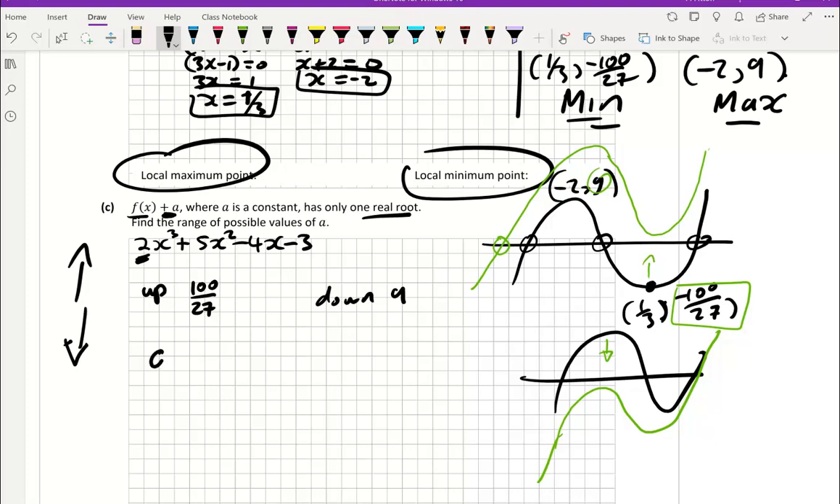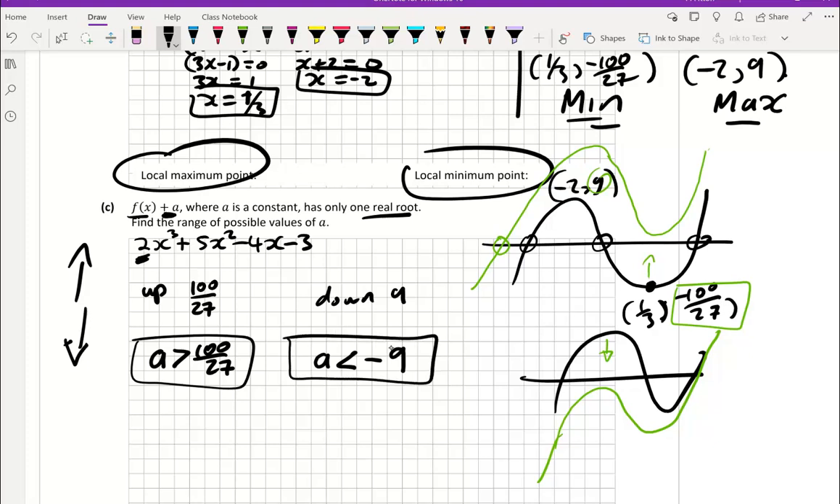Basically, as long as it goes up more than 100 over 27, so as long as a is greater than 100 over 27, or it goes down, so it has to be a number less than minus 9 to shift it down. As long as it's one of those two, bigger than 100 over 27 positive, or to slide it down we take away 9, it'll only hit the x-axis once and it will only have one real root. The other two roots will be imaginary.